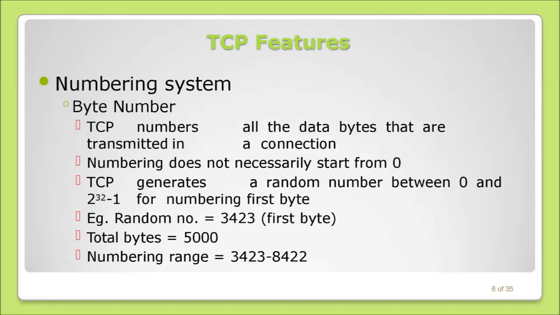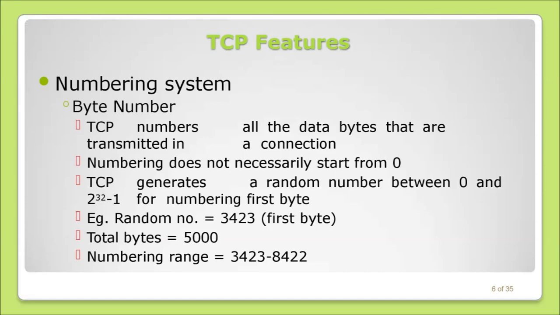TCP features. Dear students, as in the previous slides we have discussed that TCP is a reliable data transmission protocol, and for reliable data transmission, every segment, every byte which is transmitted must contain a specific number, and this is discussed over here. Numbering system, byte number. TCP numbers all the data bytes that are transmitted in the connection. So when the data byte is transmitted, every byte must contain a specific sequence number.